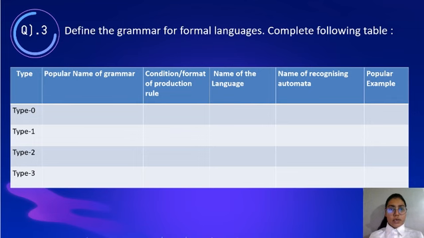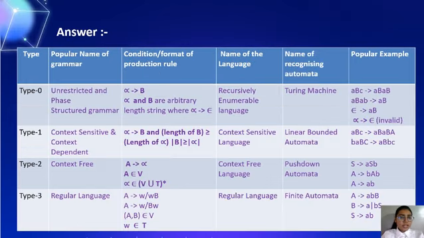This is the third question. In this question, we have to define the grammar for formal languages and we have to complete this table. So let's come toward the answer. We have some types here, and for type 0, the popular name of the grammar is unrestricted or phrase structured grammar, and the condition and format of the production rule is alpha to beta, where alpha and beta are arbitrary length strings, and the name of the language is recursively enumerable language, and the name of the recognizing automata is a Turing machine.